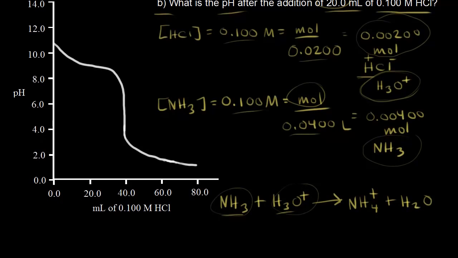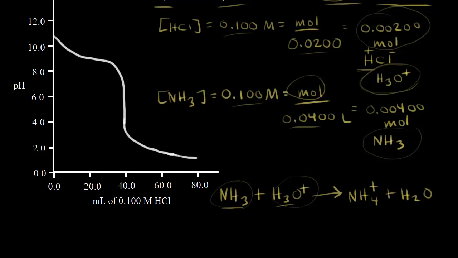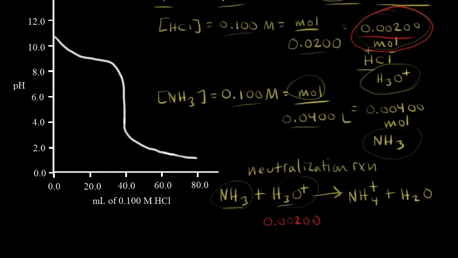All right, next, let's look at what we're starting with. So this is our neutralization reaction. So let me go ahead and write that. This is the neutralization reaction. We're adding 0.002 moles of our acid here, 0.002. So let's put that right here. So we're adding 0.002 moles of acid. And we're starting with 0.004 moles of our base. So 0.004 moles of our base.